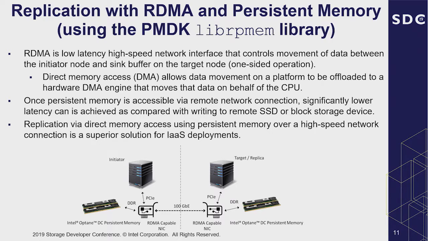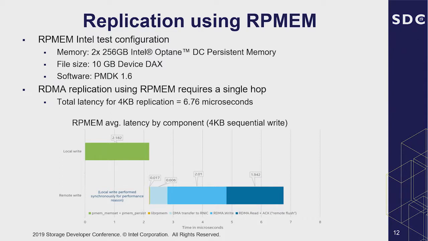So it's really a superior solution for a lot of the infrastructure as a service deployments. And this is really the test case that we use at Intel. Really, it's the same size files. We're using the same 4K blocks. We were using two 256 gig Intel Optane persistent memory modules, 10 gig device stacks.